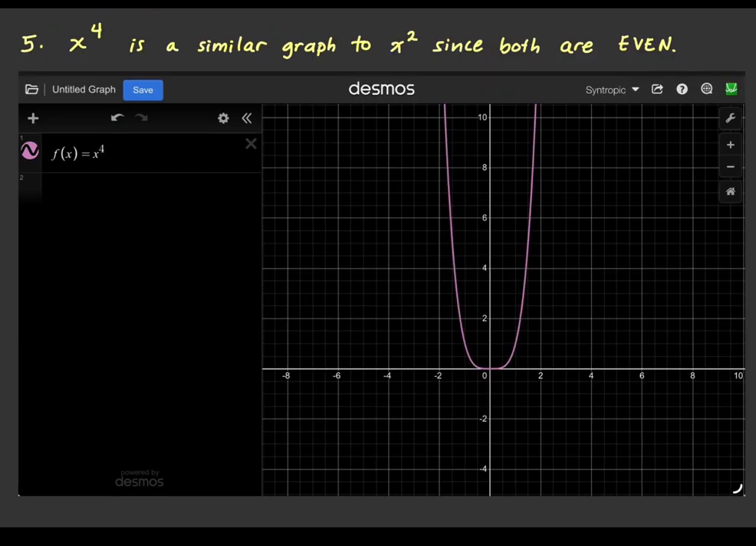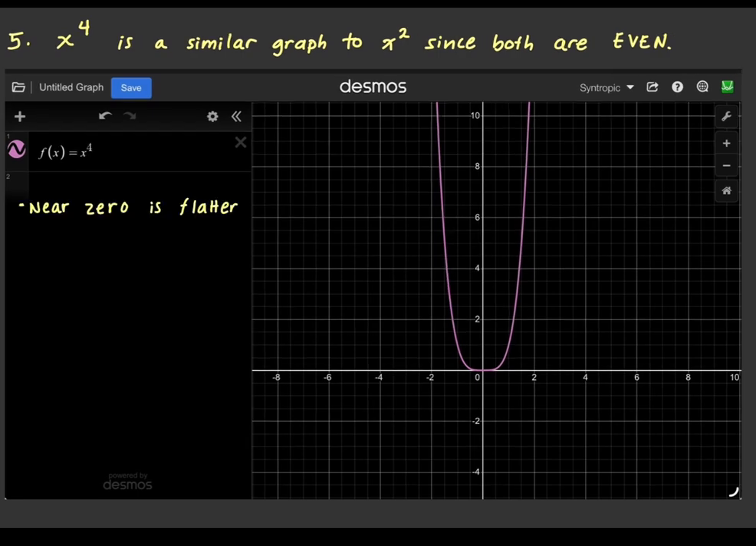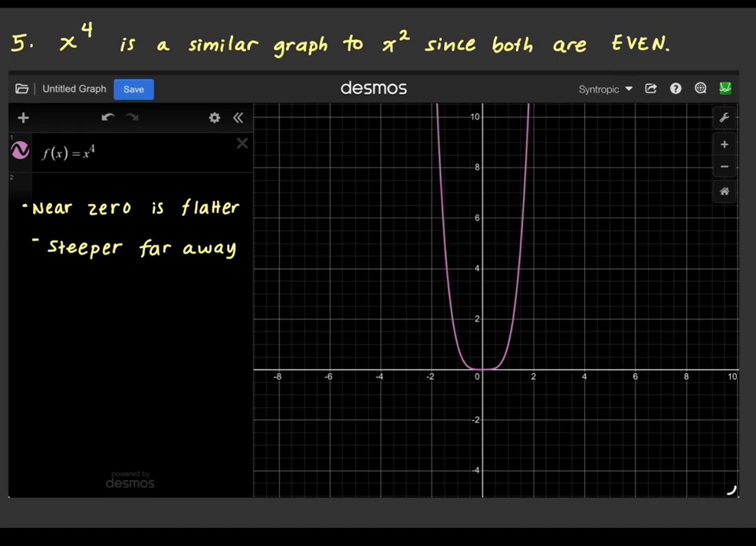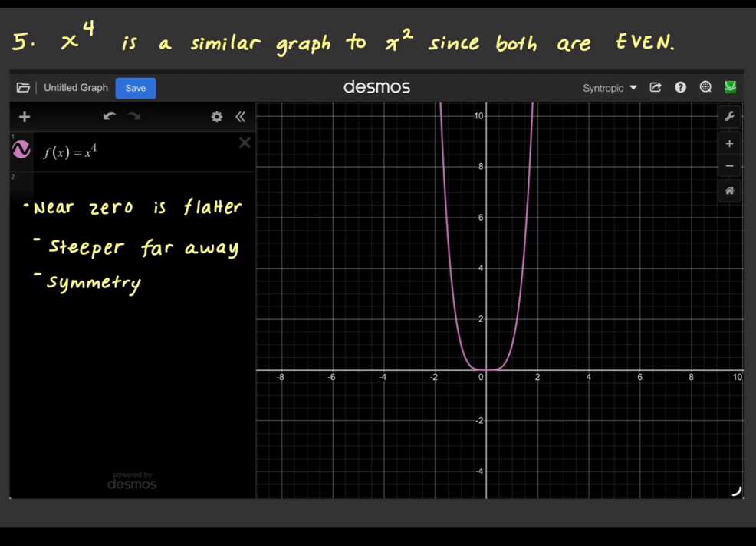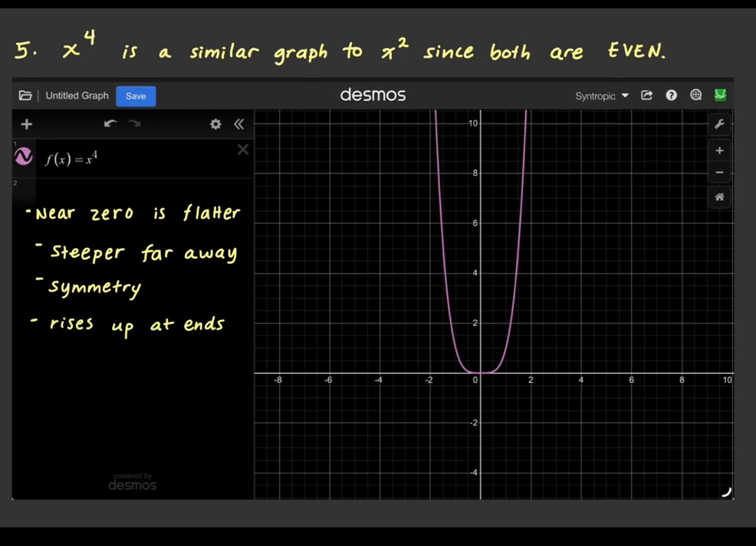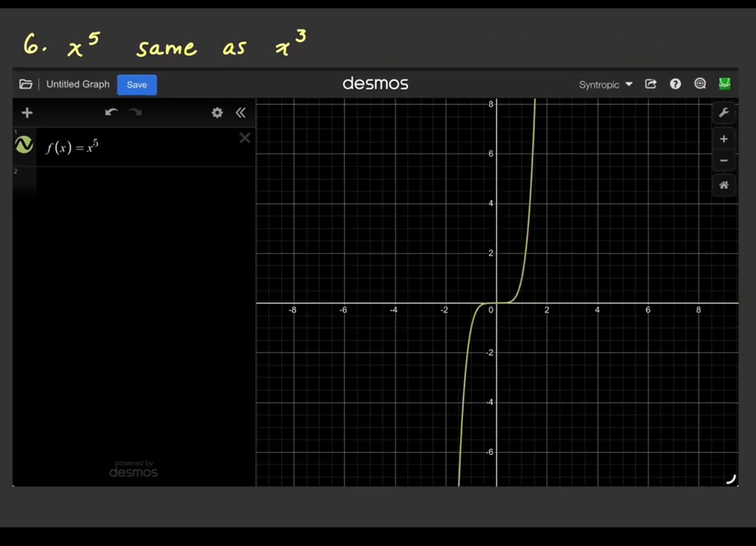Now x raised to the power of 4 is a similar graph to x squared since both are even. Some traits about this line is that near 0 it is flatter and it is steeper far away, and this is because the graph grows faster. In even-powered graphs, there is symmetry since the graph is equal left and right, creating a mirror symmetry across the y-axis. Even-powered graphs are always positive as well.